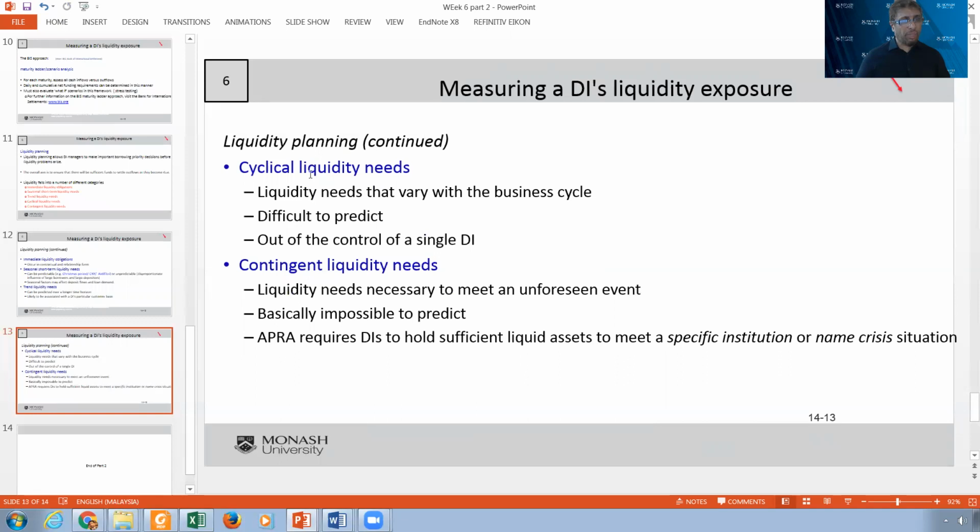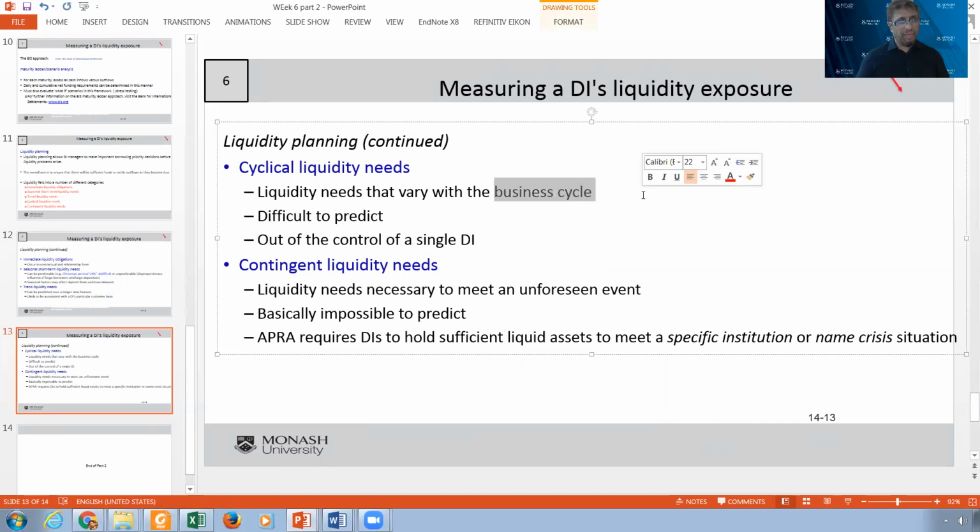Liquidity planning, as I told you, can be cyclical and it can be contingent. When we talk about cycle, it's the business cycle, as I told you, booming and depression. And it's also difficult to predict because we don't know how the economy is going to behave. Whether COVID is coming, whether we have another COVID coming, or is it the end? Whether we have some other financial crisis coming or a market crash coming, we don't know. It needs too much analysis to do. And then the contingent is even more difficult, liquidity needs necessary to meet unforeseen events. It's basically impossible to predict this type. So APRA, for example, which is the regulator in Australia, requires institutions to hold sufficient liquid assets to meet specific institutional needs or some type of crisis.